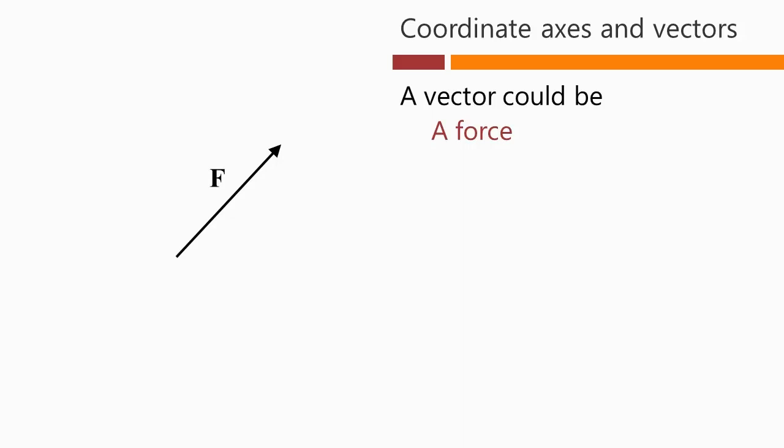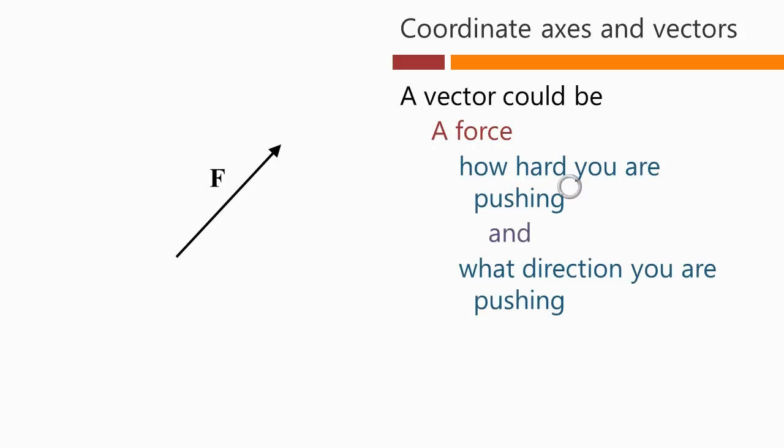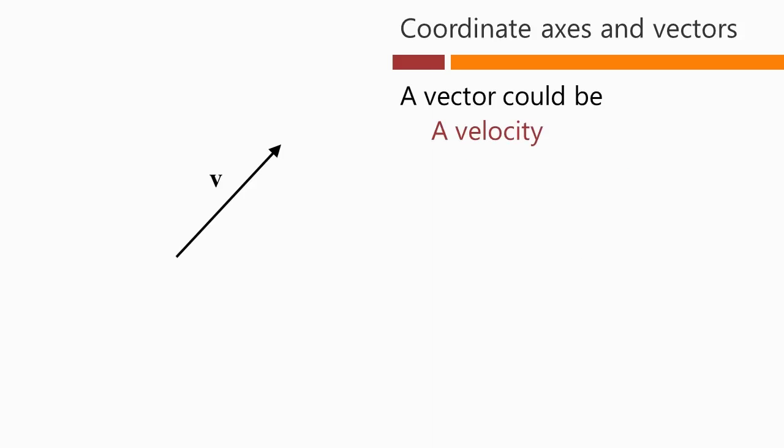A vector could also be a force. A force is something with a magnitude, how hard you're pushing, and a direction that you're pushing in. So the magnitude in the vector here is the length, and the direction is the direction you're pushing in, the arrow direction here.